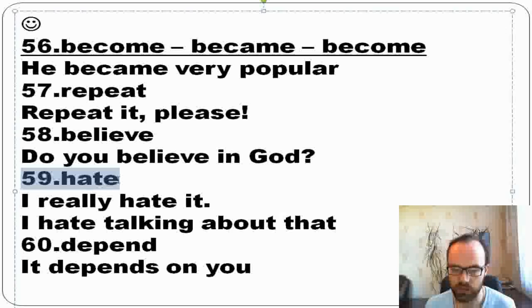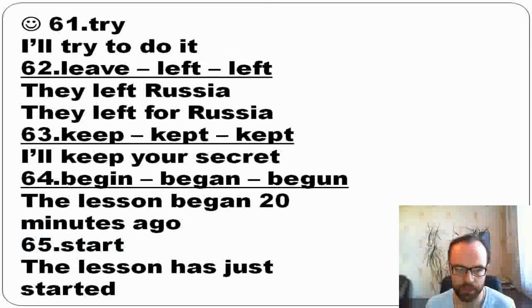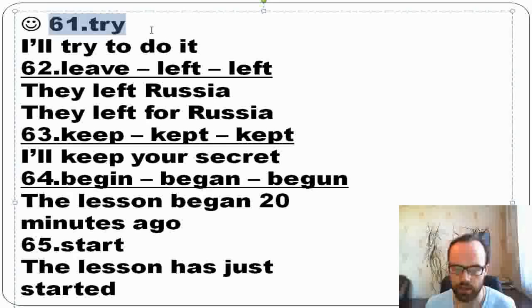Hate. I really hate it. I hate thinking about that. Depend. It depends on you. Try. I'll try to do it. Leave, left, left. They left Russia. They left for Russia. So it means they went to Russia.